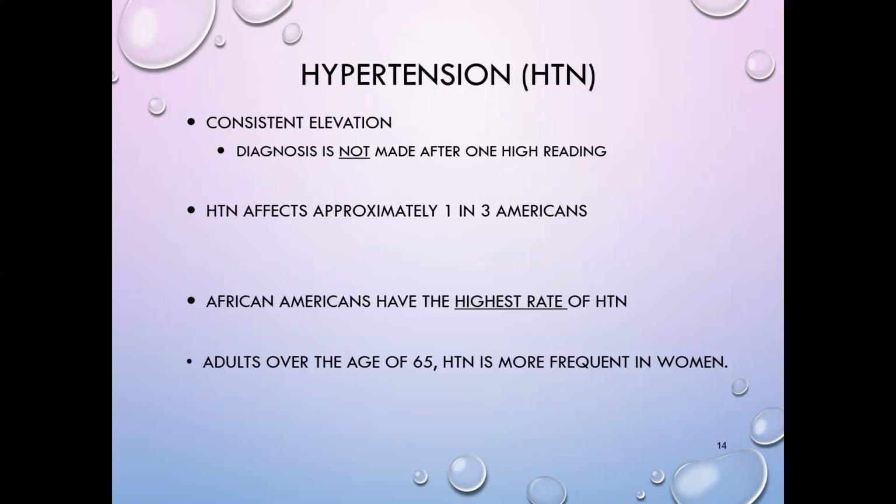So hypertension, HTN for short, is the consistent elevation of systemic arterial blood pressure, so high blood pressure, right? The diagnosis is not made after just one high reading when you go to the doctor. Usually the physician will send you home with a log and have you take your blood pressure at specific times of the day for multiple days. And then they'll look at that consistency.